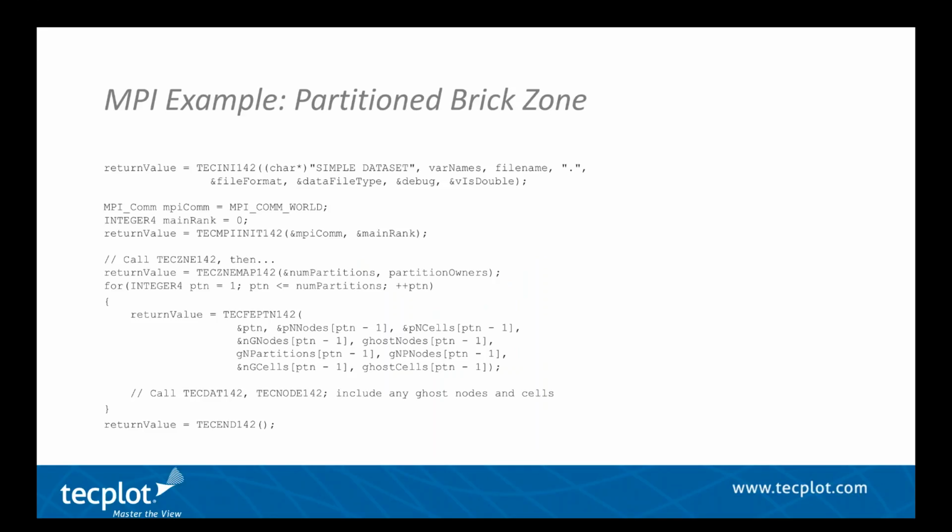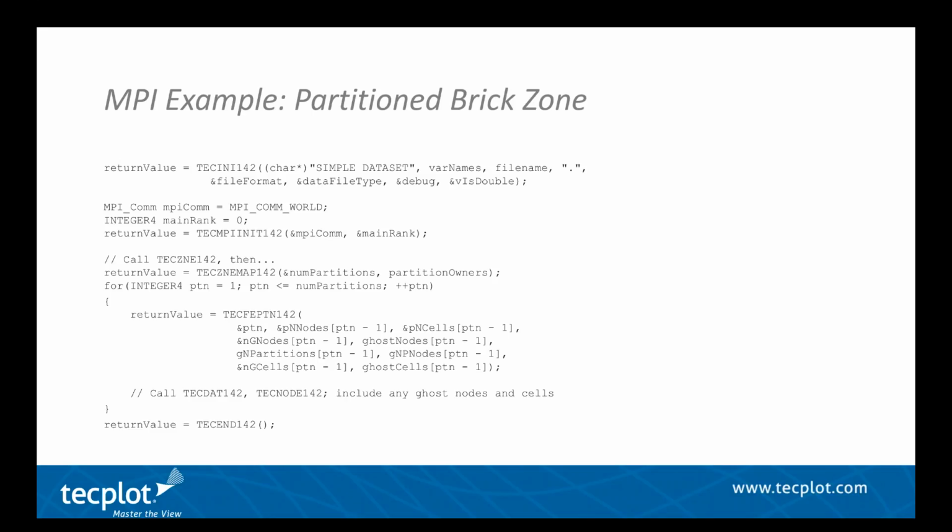So here's an example using TecIO MPI of outputting a partitioned brick zone. Obviously, I've taken out a lot of the code, but I've kept in the new parts. First off, as before, we call TecINI to open the file, and this is called from every MPI rank. Secondly, we call TecMPIInit to pass it what MPI communicator we're using, and to identify the so-called main rank, this drill sergeant MPI rank that does a bunch of coordination behind the scenes.